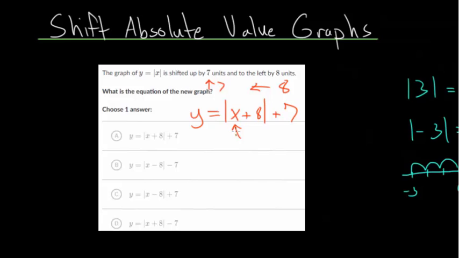Remember, you want to make sense of this. The x value that makes this 0 would be negative 8. And so that x value tells us we shift in the negative direction 8 units. So to find this one, this is choice letter A here. And let's do some more problems.